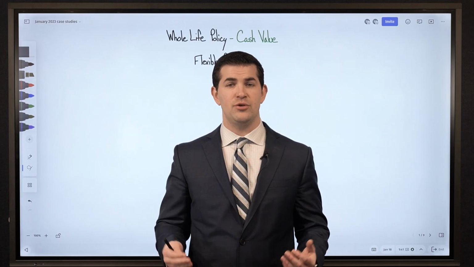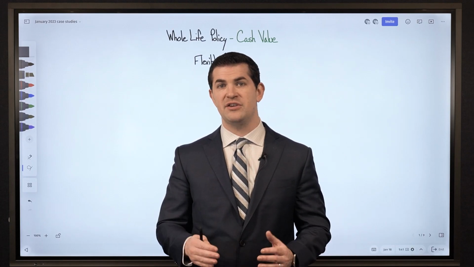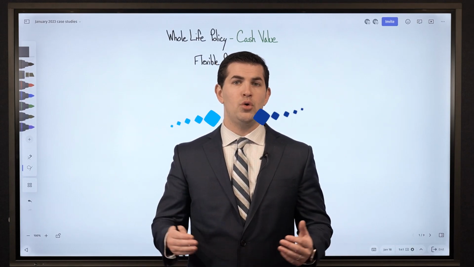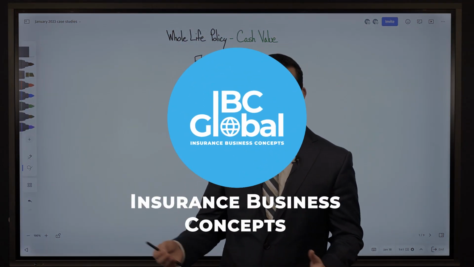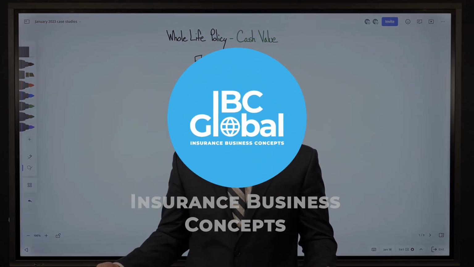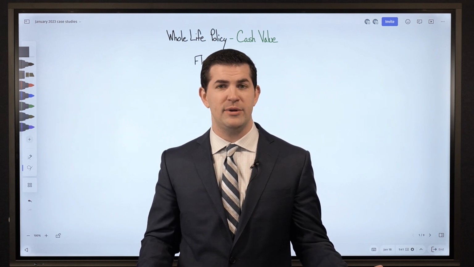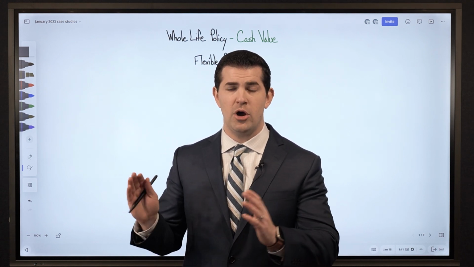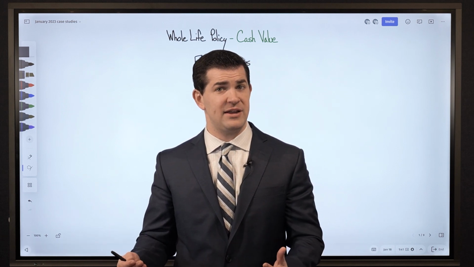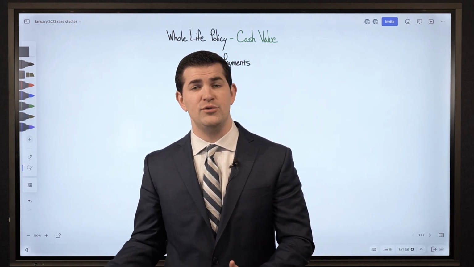Today's topic is whole life insurance policies and flexibility. So when it comes to whole life insurance policies, everyone we work with is primarily interested in the cash value. The death benefit often has value, but the cash value is what people are interested in. How do I maximize that cash value, and then how do I use it?